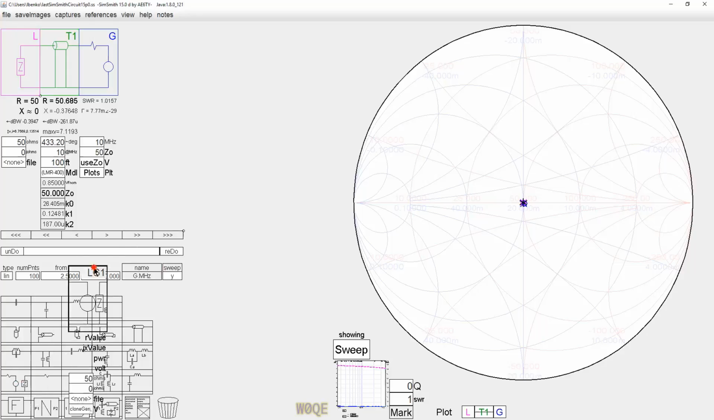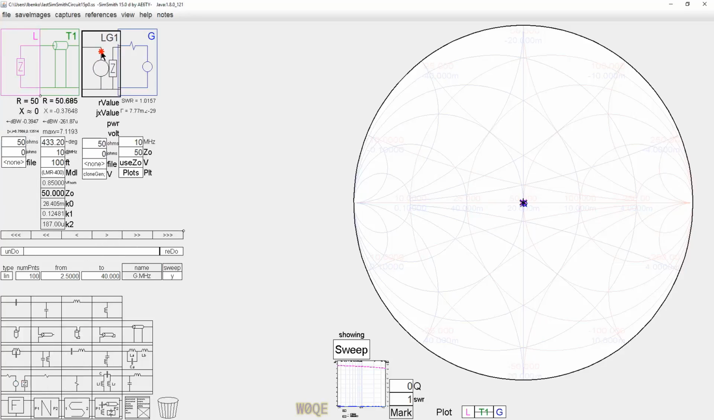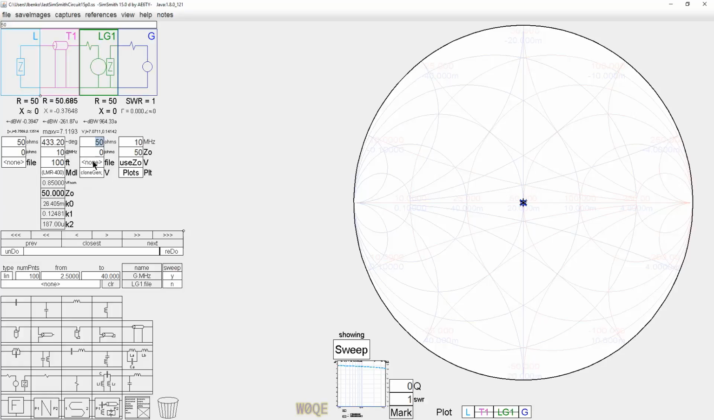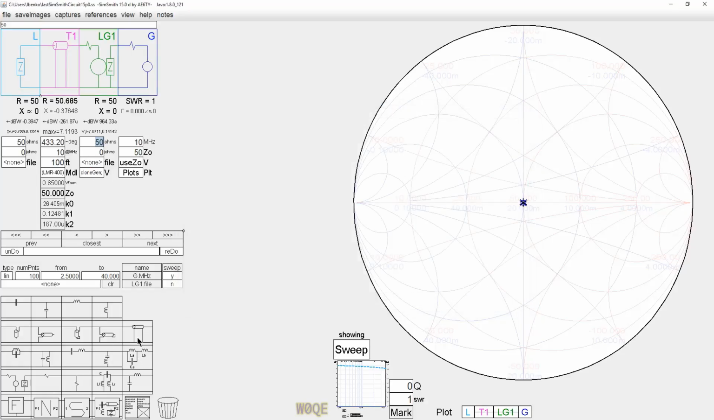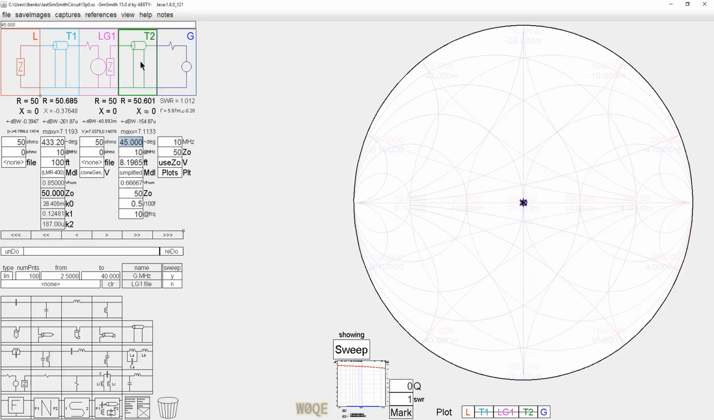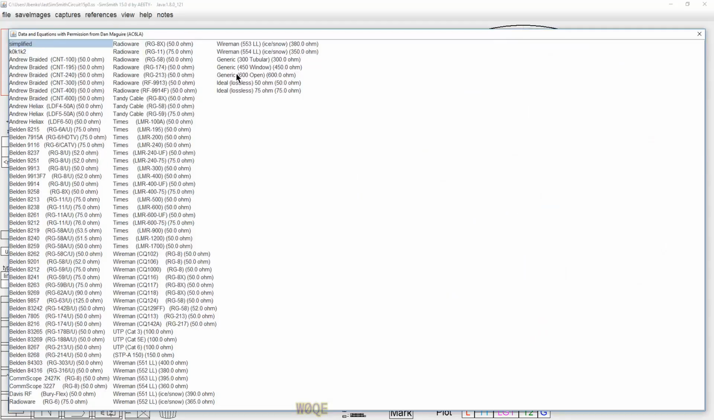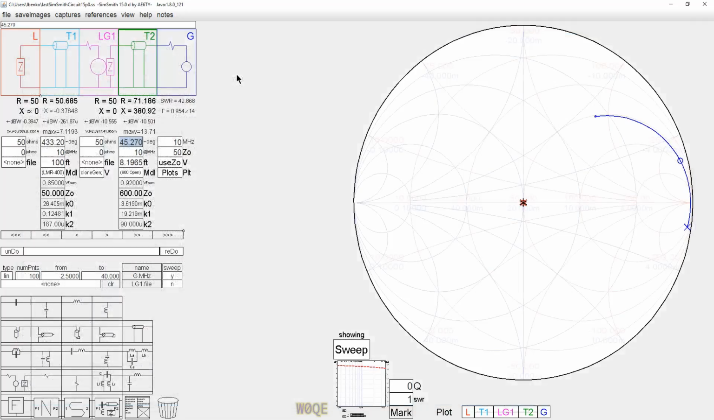Then we're going to clone the load here with an isolation block. Make sure we're cloning the load. We are. Okay. And we're going to put another piece of transmission line here. This will be a piece of open wire line. For it, we will use the generic 600 ohm open wire line. I'm not really sure exactly what that is.